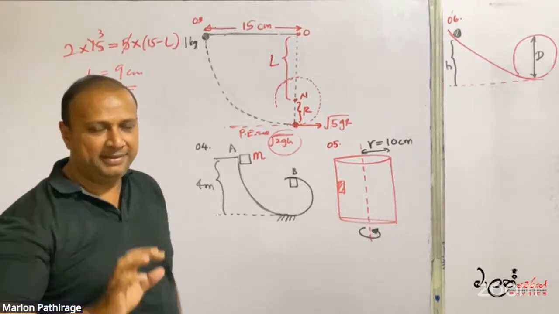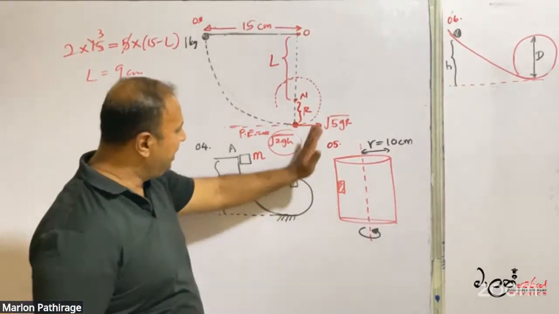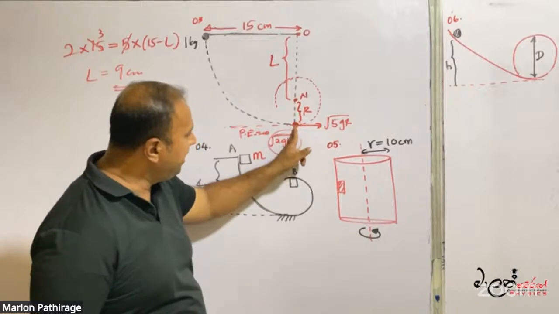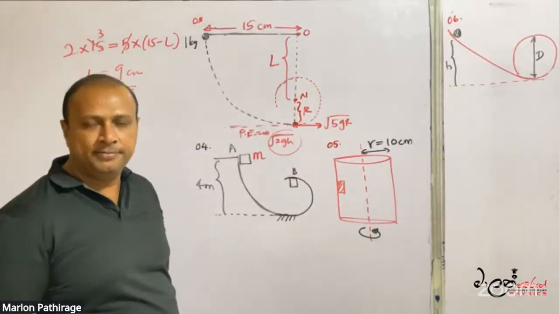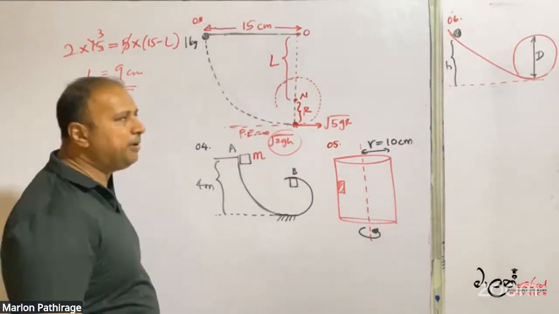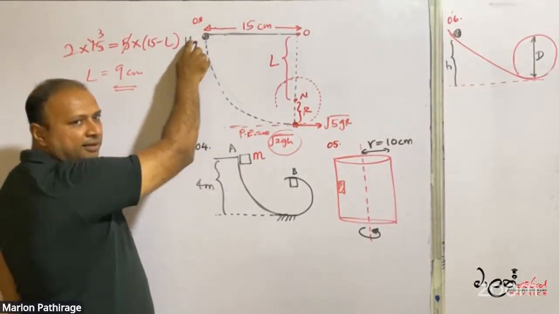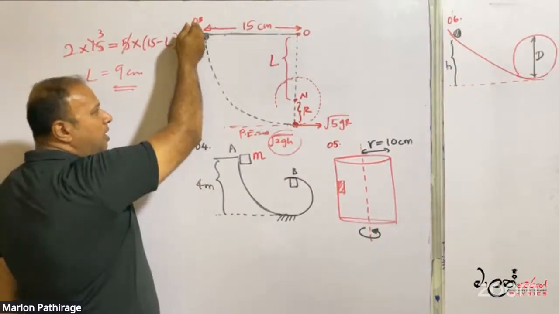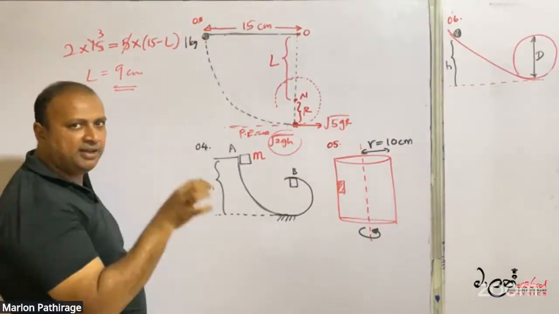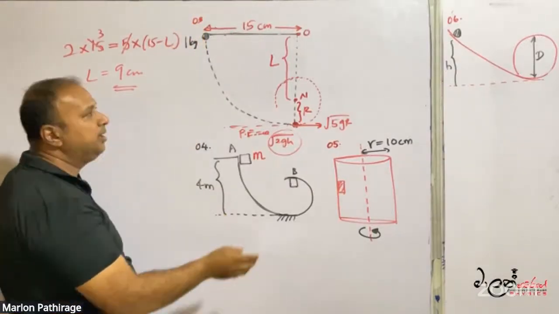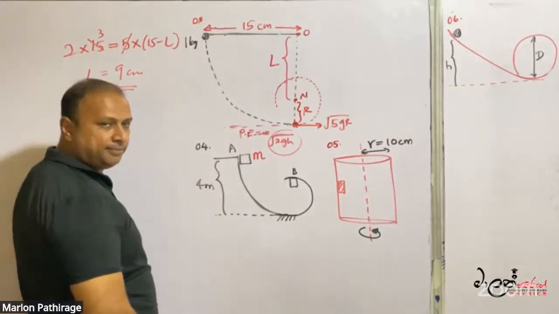Keep that aside. Now for this object to reach this position, we need a velocity. Alright? Now look. This object was at this position, and after releasing it from rest, it comes to this position.